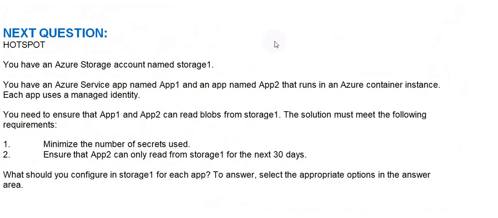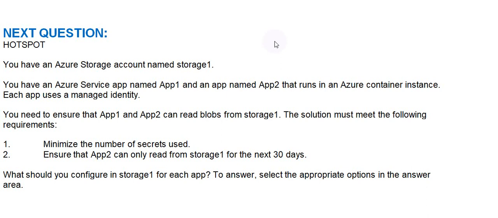Moving to our next question. You have an Azure storage account named Storage1. You have an Azure service app named App1 and an app named App2 that runs in an Azure container instance. Each app uses a managed identity. You need to ensure that App1 and App2 can read blobs from Storage1.